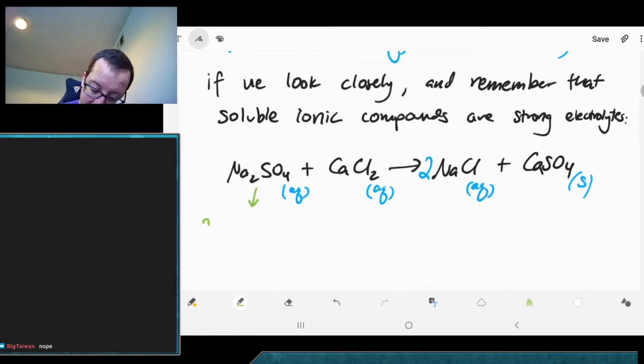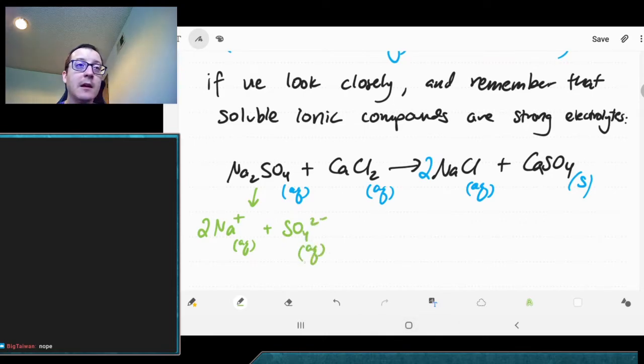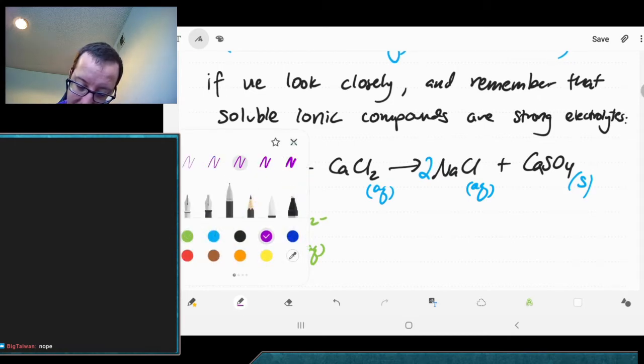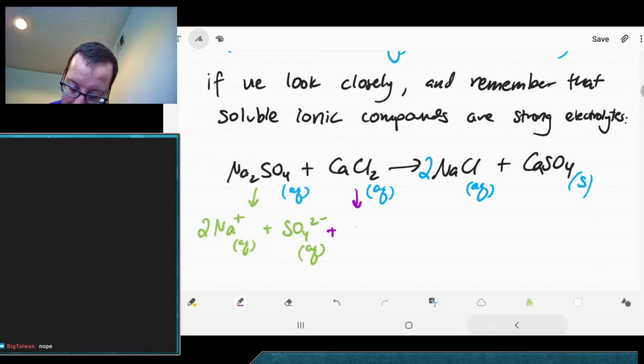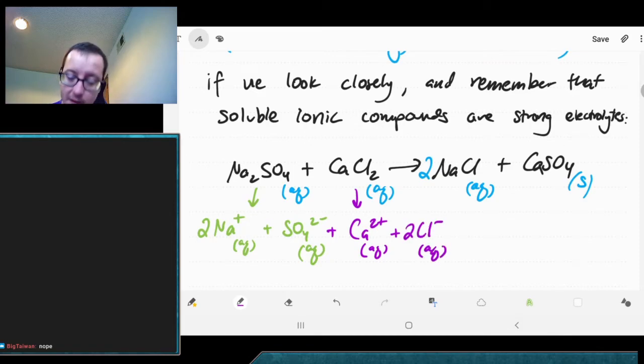You actually end up with 2 sodium ions and a sulfate ion in there from that compound. When you dissolve it, remember, it splits apart. It's an electrolyte. It splits apart, it conducts electricity. So we know that these ions tend to dissociate, separate from each other once they are in solution. So in reality, that's what's happening there. We see that the calcium chloride, also being soluble, will also dissociate in solution.